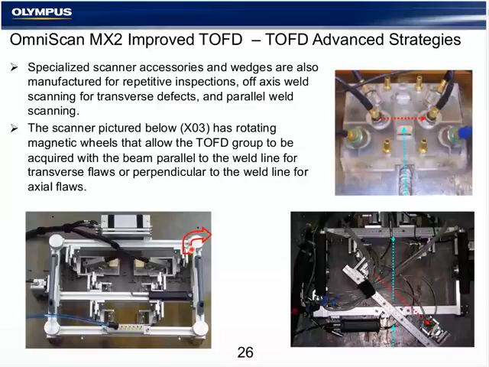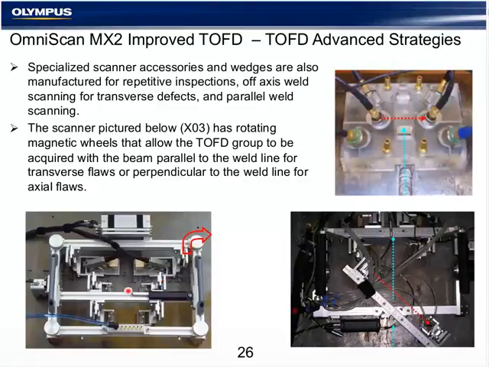And then a standard scanner like the X03 below is unique in the scanner catalog in that the wheels rotate 90 degrees, so I could scan either parallel or perpendicular to the weld line. And again, the actual TOFD mechanics are fairly simple. They come in all different shapes and sizes.